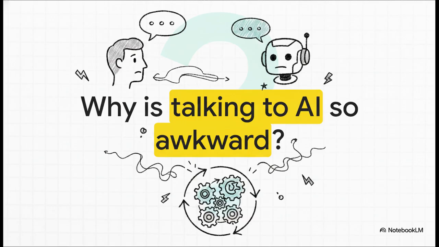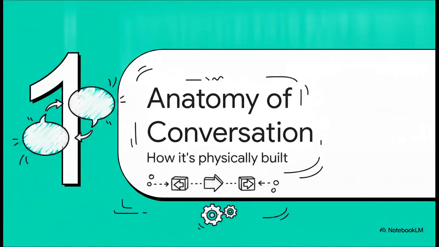For us humans, conversation is this high-speed, joint activity we just do effortlessly. It feels totally natural. But under the hood, human dialogue is governed by a dizzying array of invisible rules. And today, we're going to reverse engineer them. So let's dive into Section 1, the anatomy of conversation, how a chat is actually physically built.